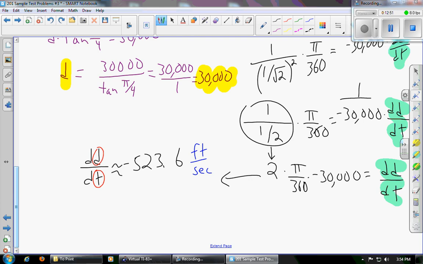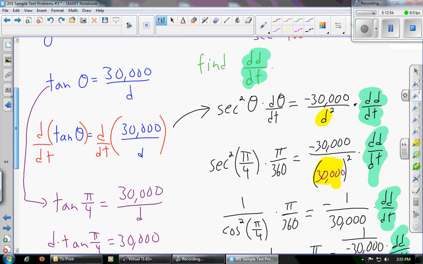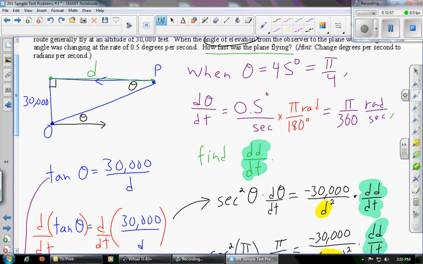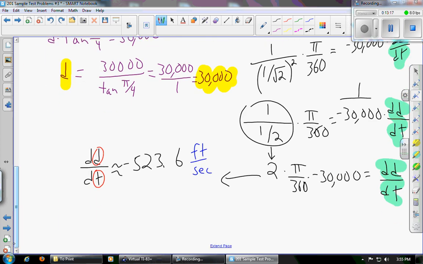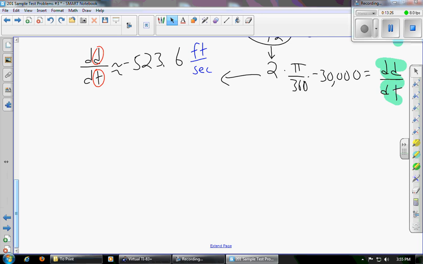Why is it negative? I thought distance is supposed to be positive. Well, look at the picture. What is happening to that green line segment as the plane flies closer and closer to our observer on the ground? The green line segment is getting shorter. So of course it makes sense that d dt is negative, because a negative derivative means the thing itself is decreasing. And yes, the length of that green line segment is decreasing. So I think that makes sense, the negative. And you don't need to convert this, but feet per second is not a typical way to think about a speed for a plane. So if you are so inclined, you can convert it to miles per hour. Maybe pause the video for a moment here if you'd like to try that on your own.